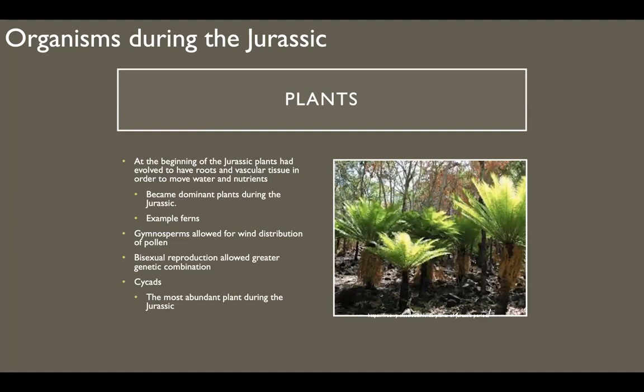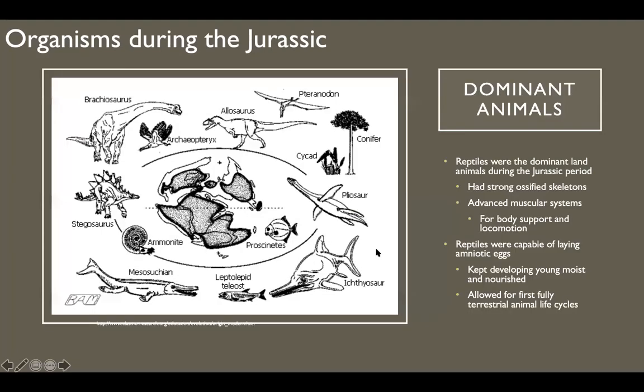And gymnosperms allowed for wind distribution of pollen, which allowed more to grow. And bisexual reproduction allowed greater genetic combination. So this also helped them evolve and have more and more plants like them. And cycads are the most abundant plant during the Jurassic, and this is an actual image of them presently because they're still around today.